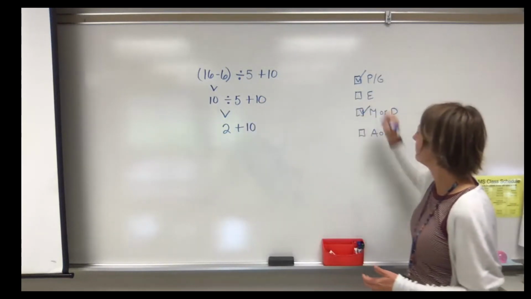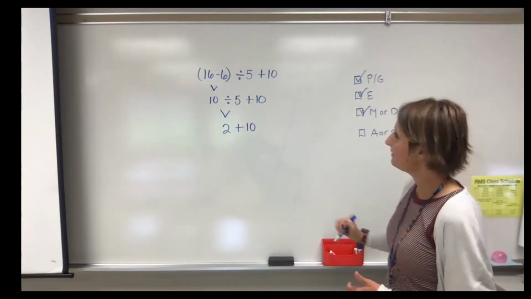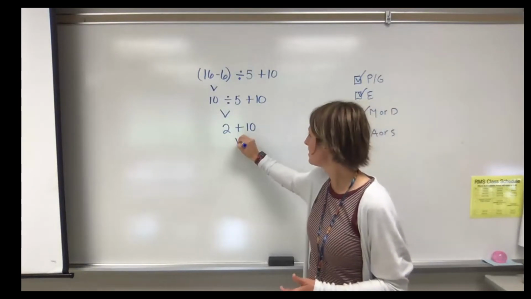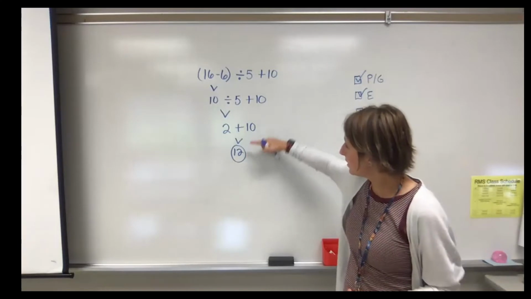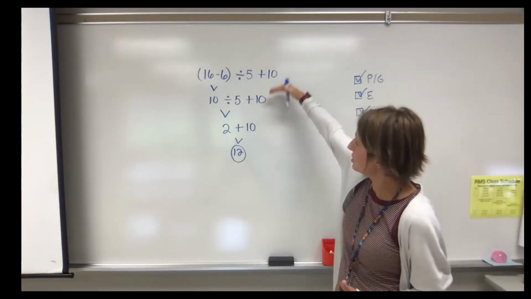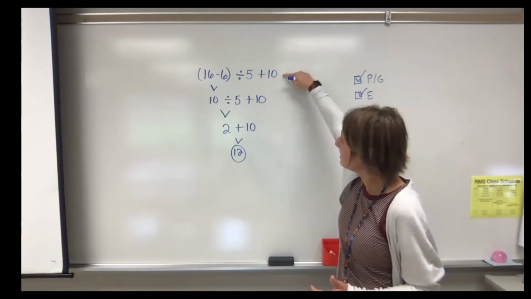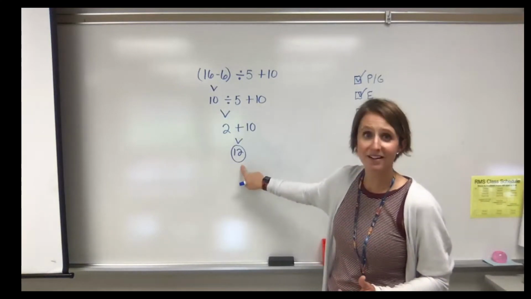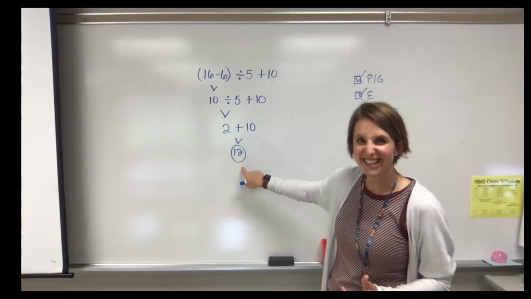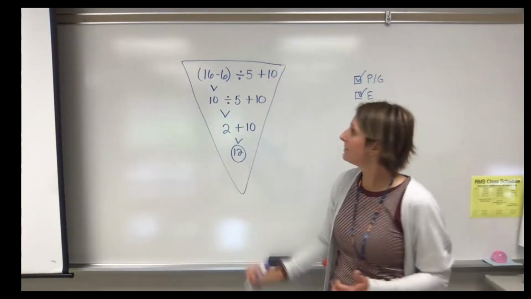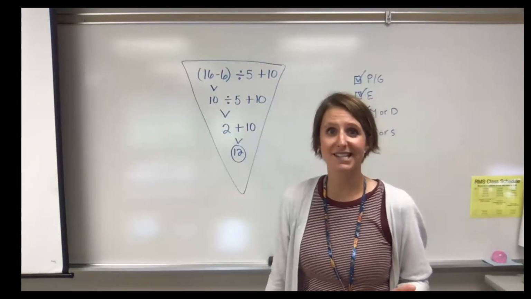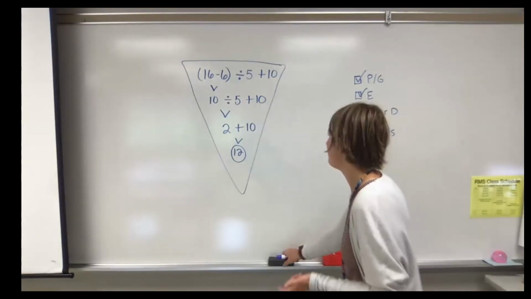I can check off M or D. I just have one operator left. 2 plus 10 is 12. 12 is equivalent to this, which is equivalent to this, which is equivalent to this. See how we simplified this expression down to just a number? It's much easier and clearer looking, isn't it? And it's nice and organized, creating that PEMDAS or order of operation pizza. Let's look at the next example.